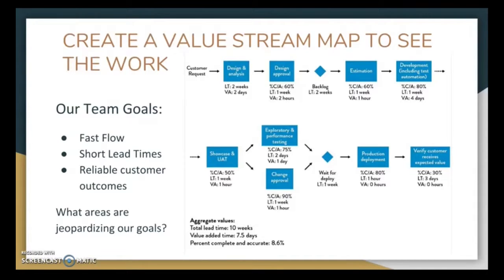This example of a value stream map shows how to document the value stream with only high-level process blocks, their lead times, process times, and their percent complete and accurate.